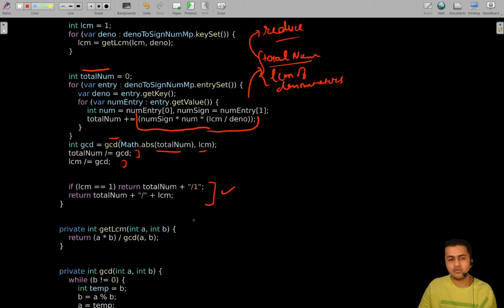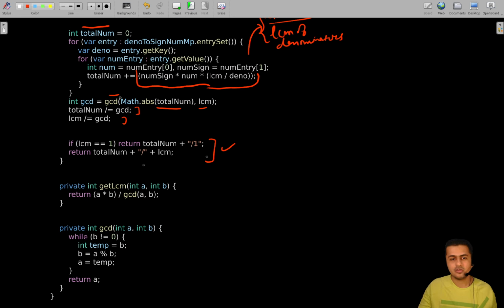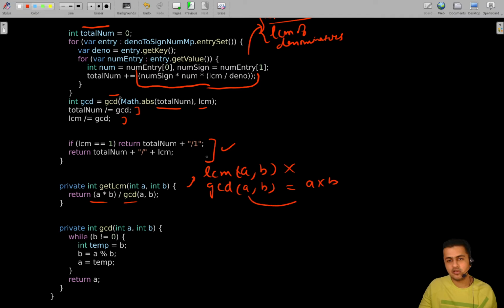And if you talk about how we will be calculating LCM and GCD, for LCM I will tell you one property: LCM of two numbers A and B into GCD of two numbers A and B is equal to the product of those numbers. So this property is being used here. This GCD will be used to divide the product of A and B, and you will get your LCM. So the only thing that you have to do is to find the GCD.